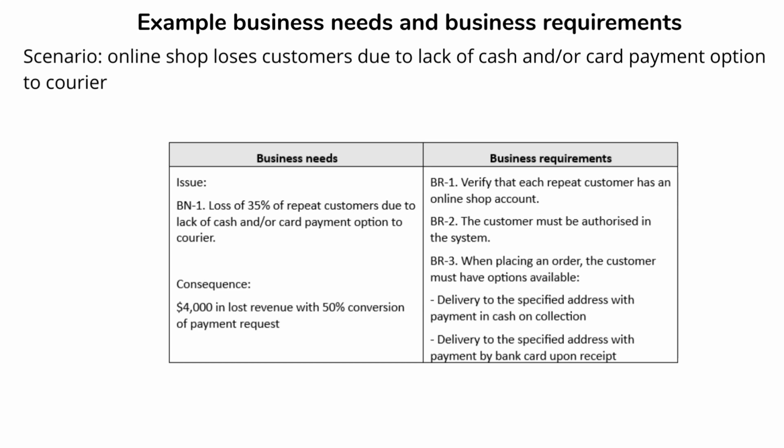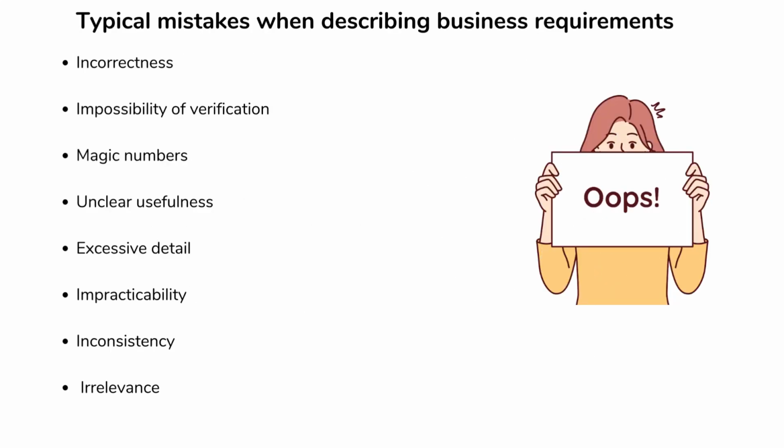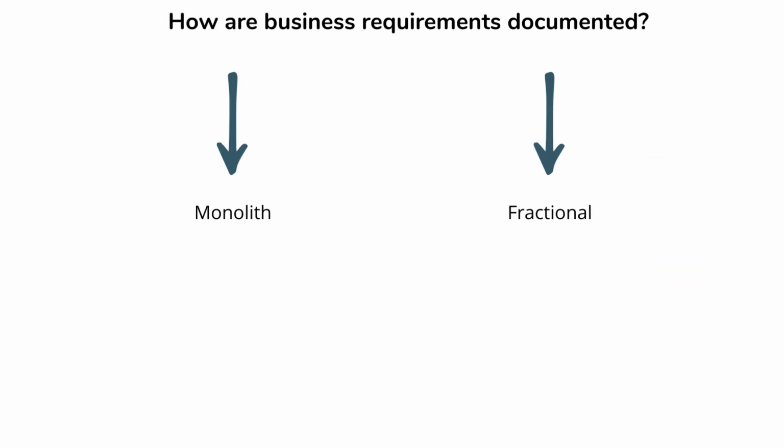Typical mistakes described in a business requirement: incorrectness, impossibility of verification, magic numbers, unclear usefulness, overload of detail, impracticability, inconsistency, irrelevance. How is a business requirement documented?